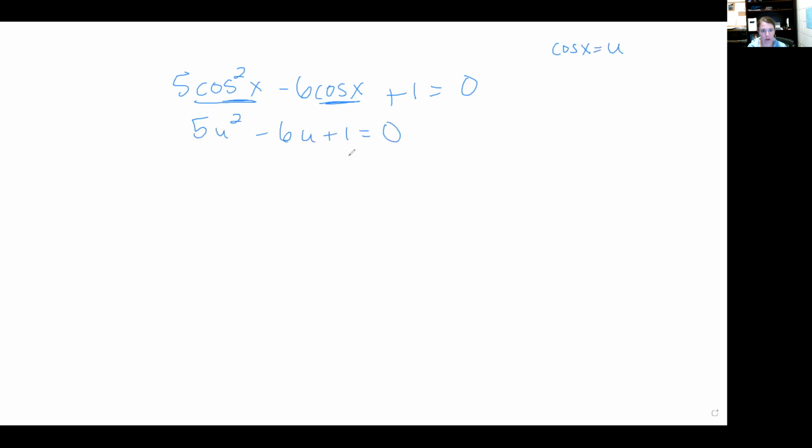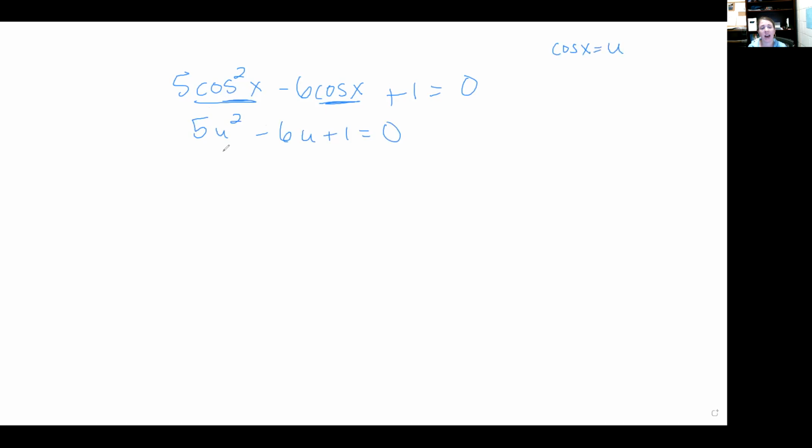All right, so you've got 5 cosine squared of x minus 6 cosine of x plus 1 equals 0. And like the other example that I did, the easiest thing to do is let cosine of x represent something, because then this is a regular quadratic problem. You can substitute a variable in here, and it makes it a little bit easier. So we can let cosine of x equal u. And so then our problem becomes 5u squared minus 6u plus 1 equals 0.